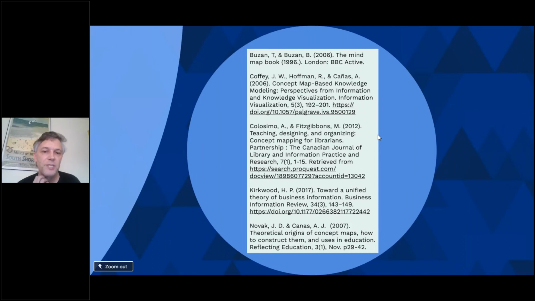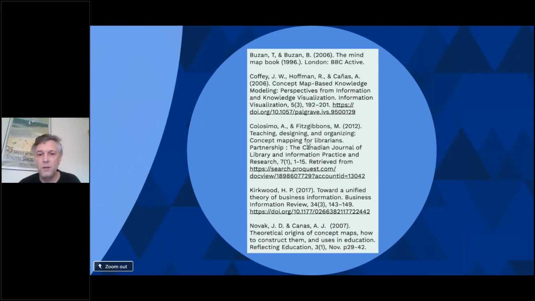Now, as far as publications, there's a lot of work and research on this. This is a very, very short list of just some key articles. There's the book written by Tony and Barry Buzan. Joseph Novak and his Theoretical Origins is a more recent article about concept maps, but he has several that go back decades with all of this. The concept mapping that I was starting to do with using business information specifically and using it within my classes and using it within web design to direct students to, I wrote an article about that. So that's another one that you can go take a look at.